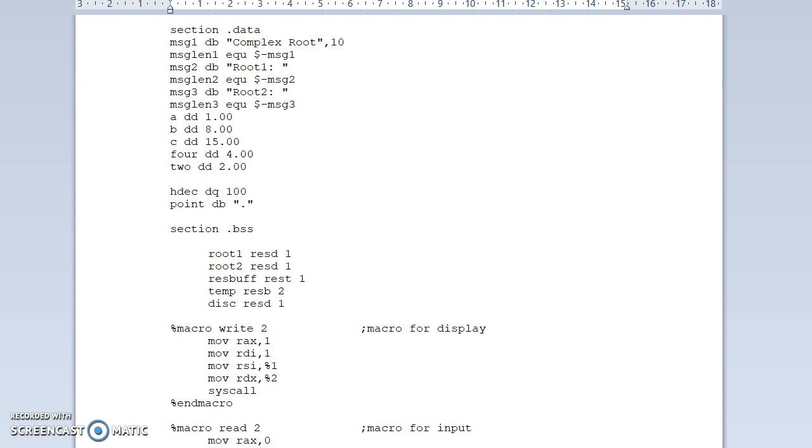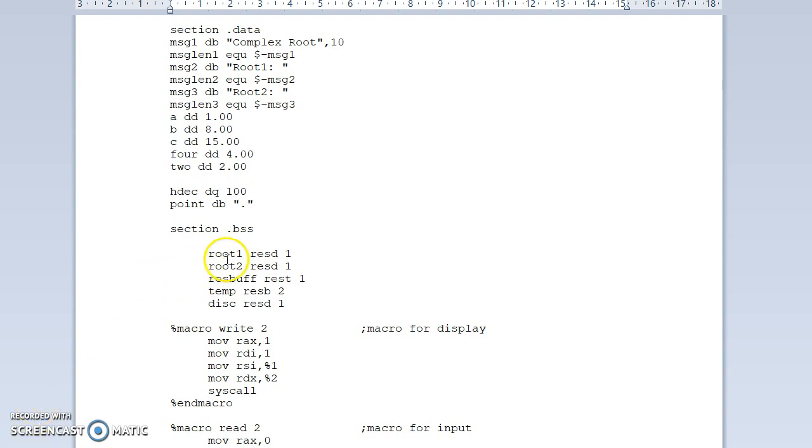So the execution steps remain the same in this program also. You will be using NASM to execute the program. The only difference will be that the instructions that you will be using will be from the instruction set of 80387. So most of the instructions will be starting with F.